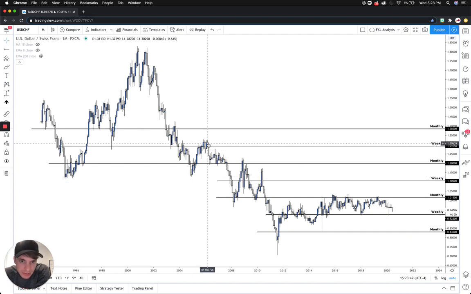Comes back up, hits this weekly, finds support at the monthly again, breaks the monthly, finds resistance, pushes lower, bounces at this monthly twice, pushes through, overlaps the weekly, comes back down. We find some rejection off this monthly here, and then we're finding a whole bunch of price action reaction around this weekly, and in between this monthly specifically. So we actually can see some consolidation happening right in here.